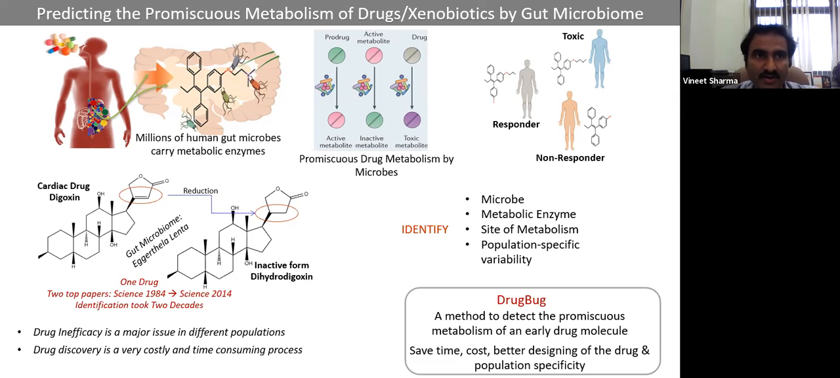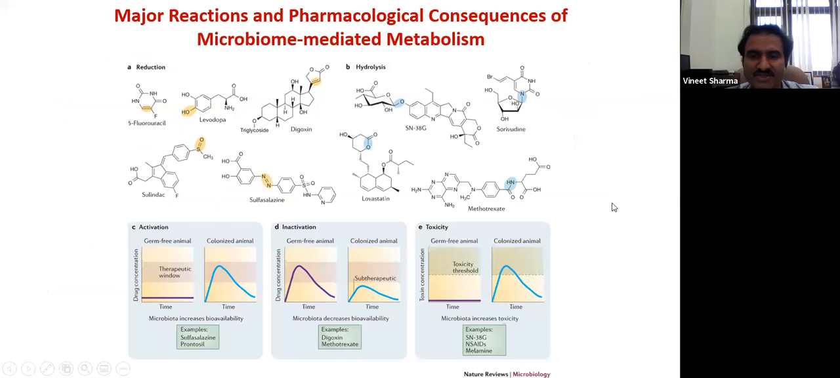That is why we used machine learning approaches here. What we wanted to find is the exact microbe, the metabolic enzyme that is doing this promiscuous metabolism, the actual site of metabolism, the population-specific responses, and what happens after the drug is broken down, whether it is still effective or not. This slide shows what the consequences could be and what happens in the gut. Basically, microbes can do reduction and hydrolysis of the drug, which are the most common ones. Oxidoreductases, right?